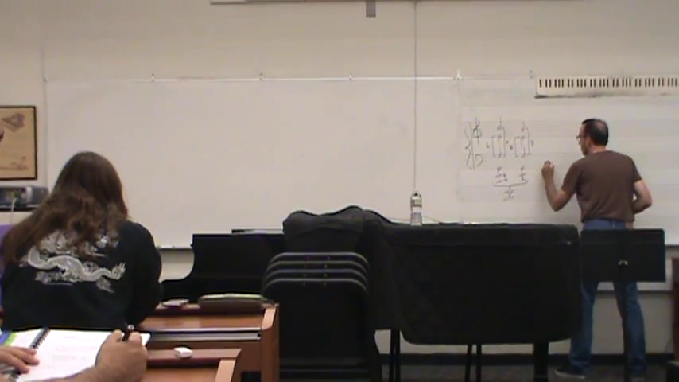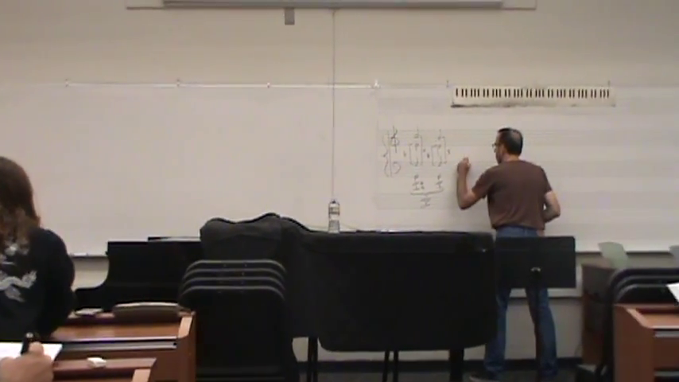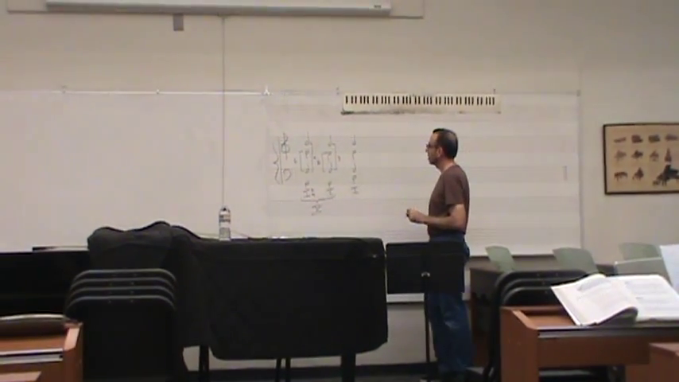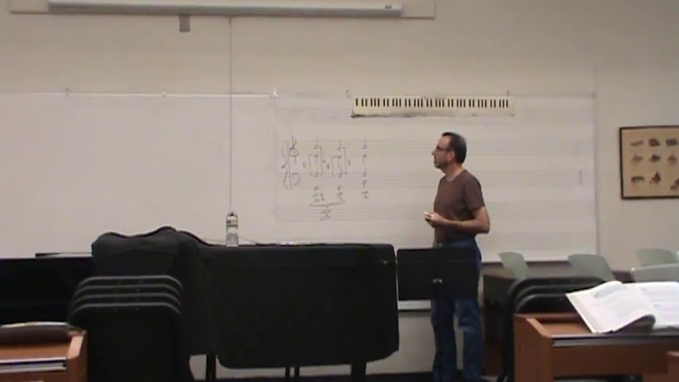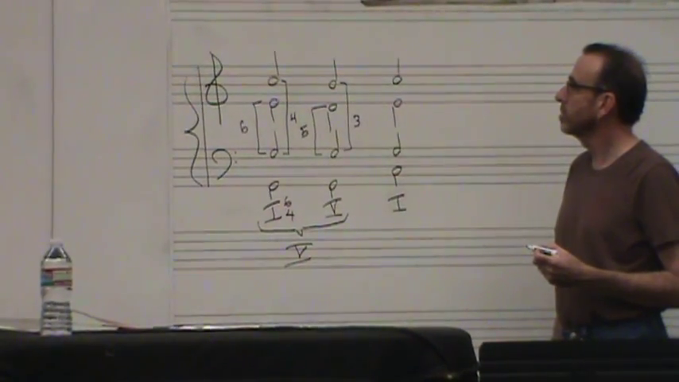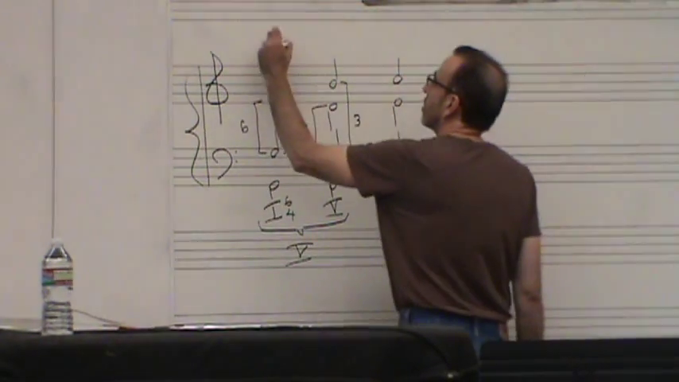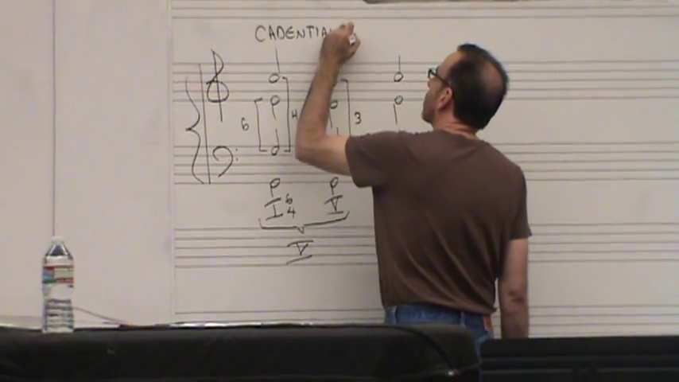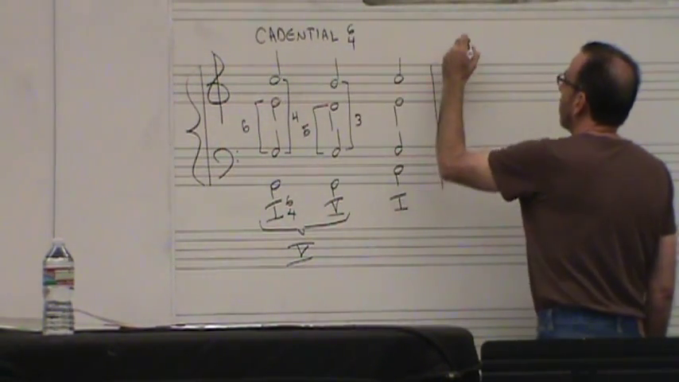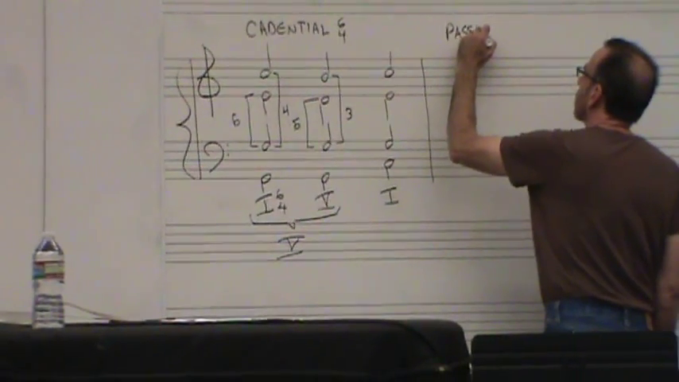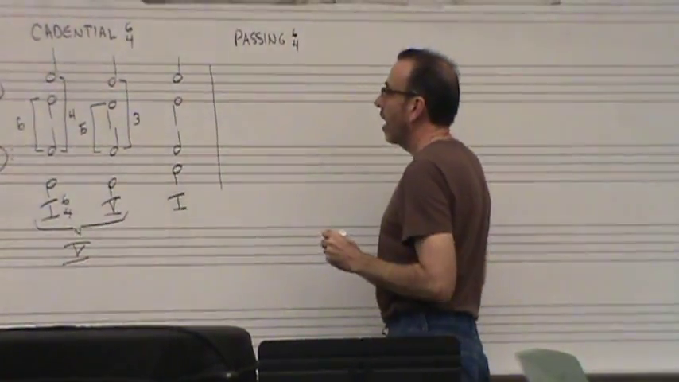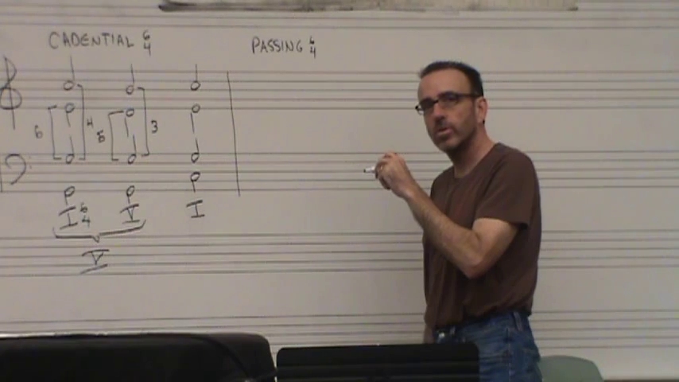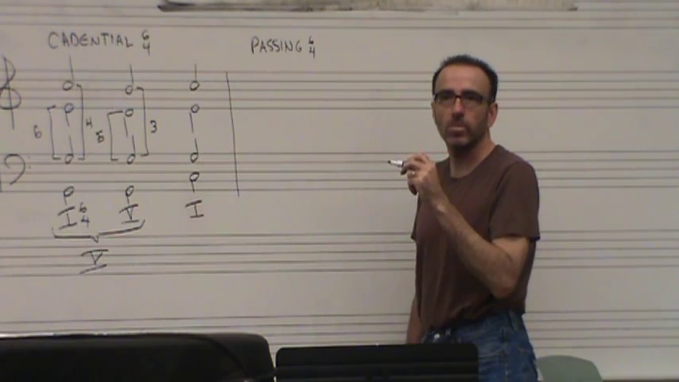And so when that happens, you have this kind of situation. And so 1-6-4 to 5 eventually resolve. So that's a cadential 6-4. Then we have passing 6-4. And that is a second inversion chord moving from a root position to a first inversion, or vice versa, first inversion back to root position.